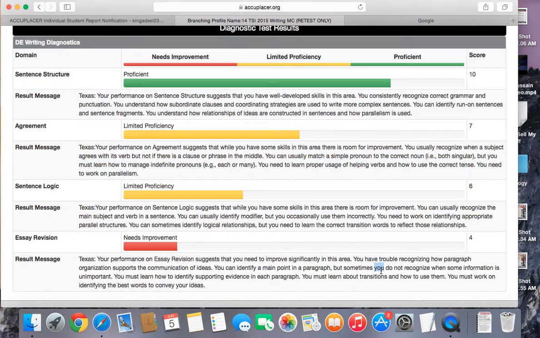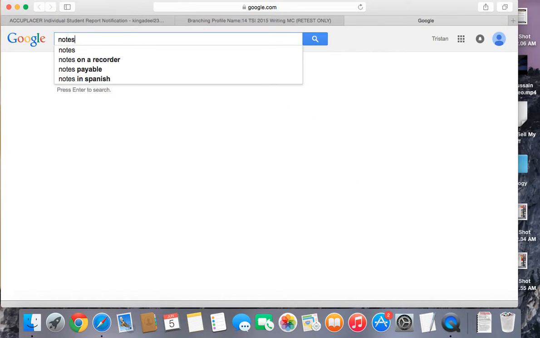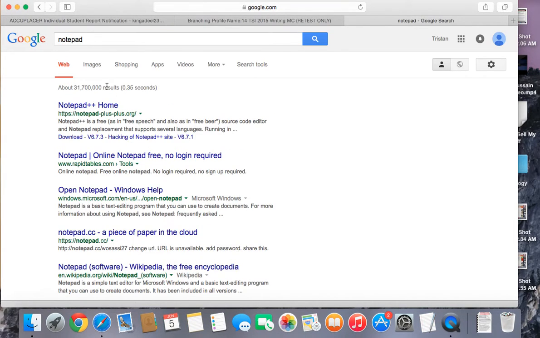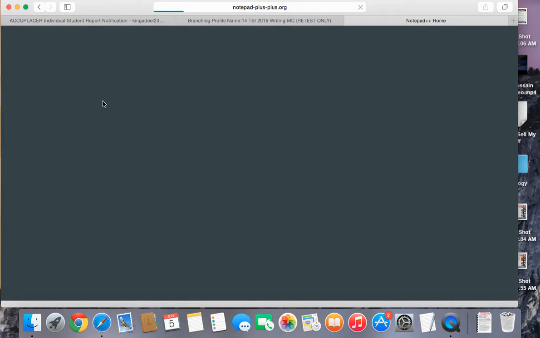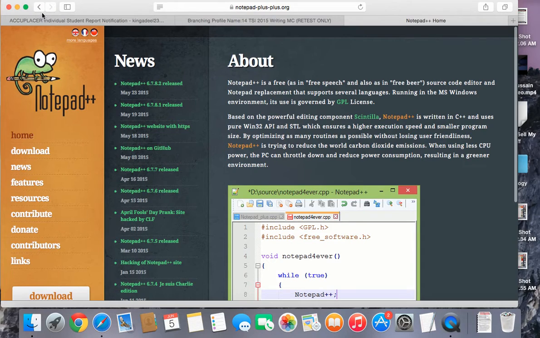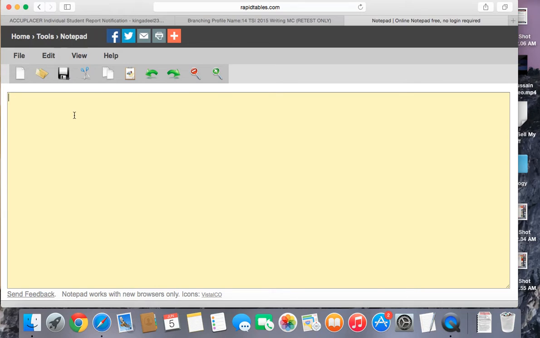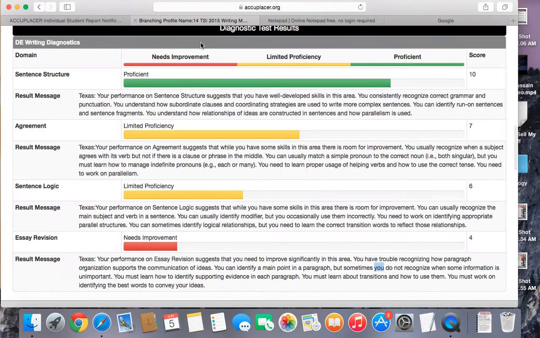Sentence structure, that is the first one. Make sure to use notes. What I do is go to Notepad. You click the first one. This is a download application. Okay, so this is the first one. Let's bring it all the way here. Then let's open up another one, and our first key point is sentence structure.